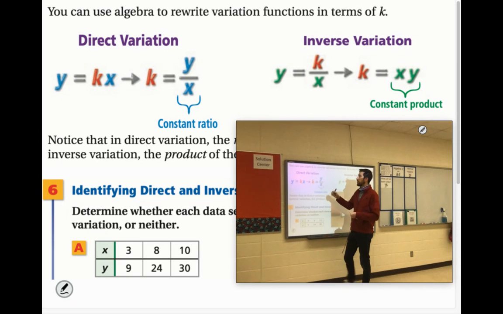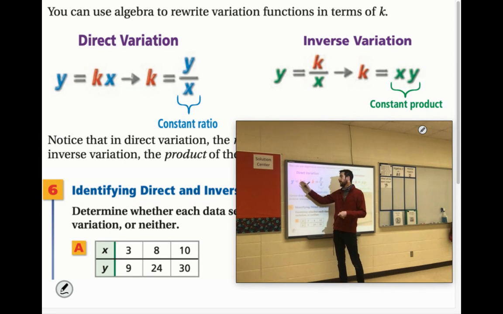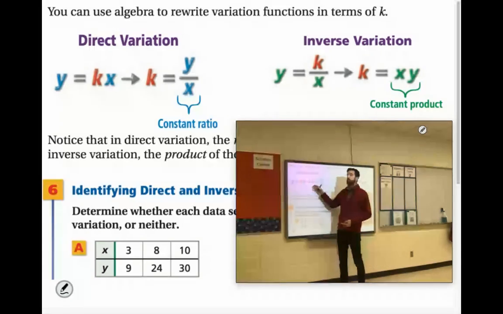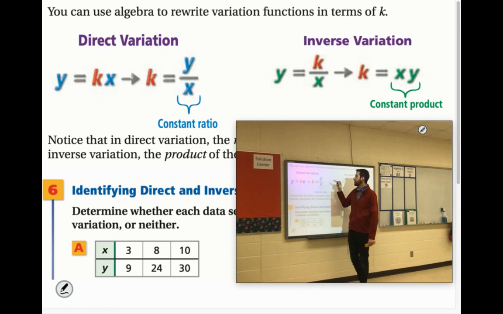So if it is direct variation, if you think of the formula y equals k times x, then that means every time you solve for k, it's going to be y divided by x. So if every time y divided by x gives you the same ratio, then that's going to be direct variation. So if you do y divided by x and it comes out to 4 every time, direct variation.